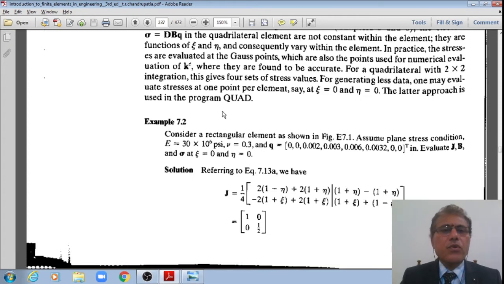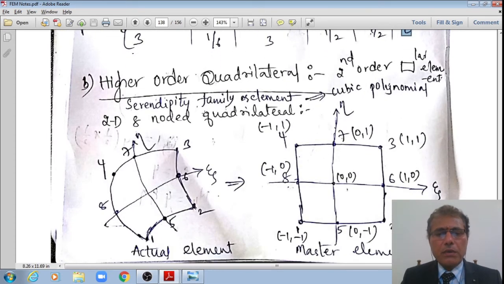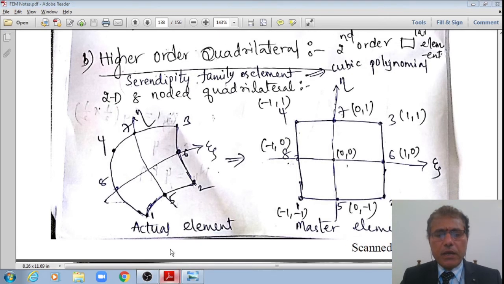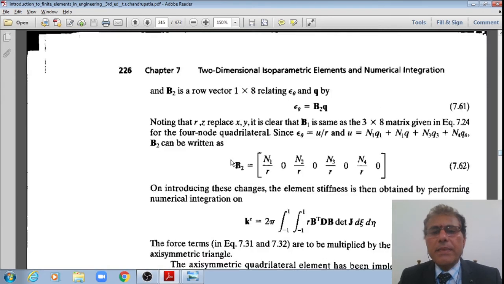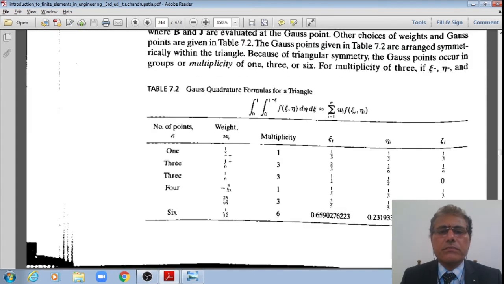Whereas you may also use other possibilities. Let us move to the next discussion, students, on the 2D higher order quadrilateral elements. Now, one moment, student.